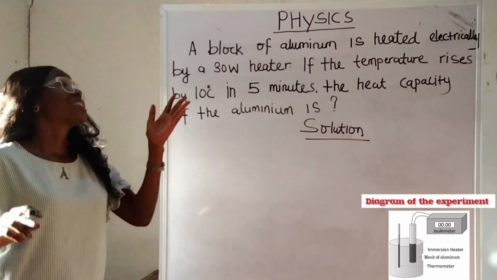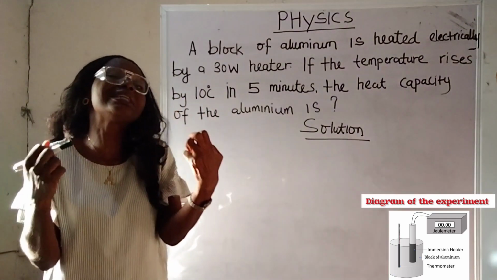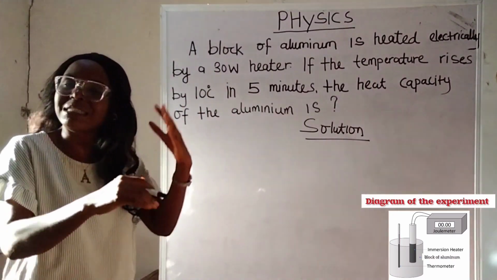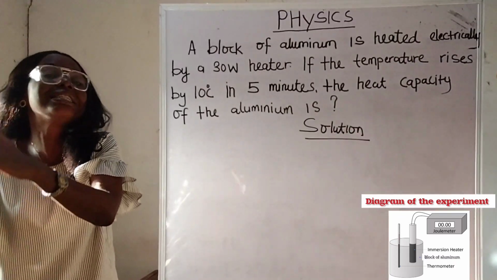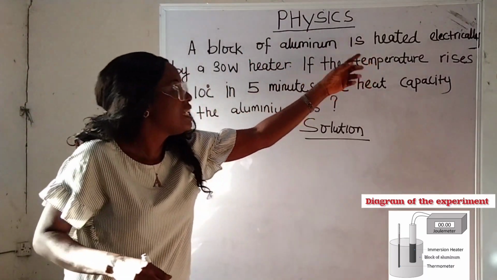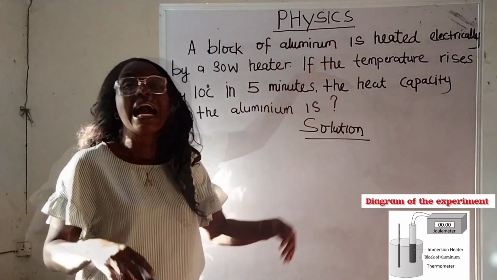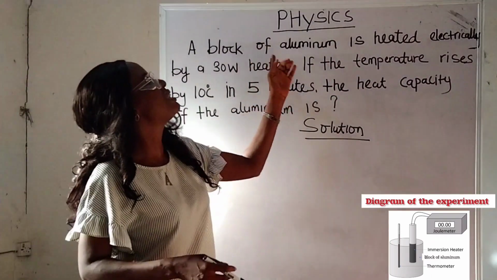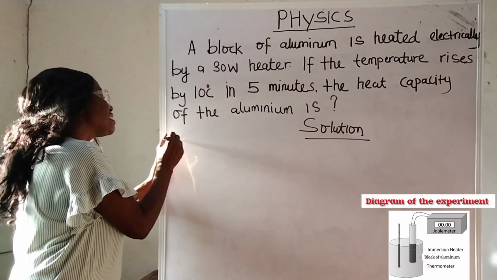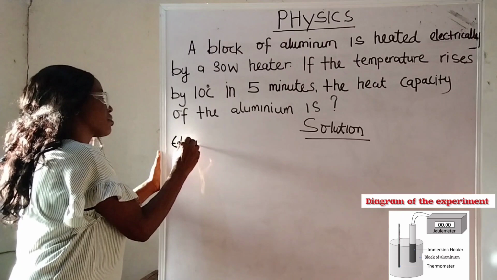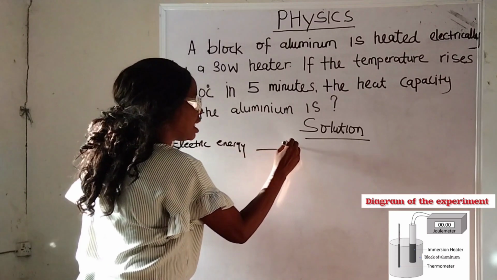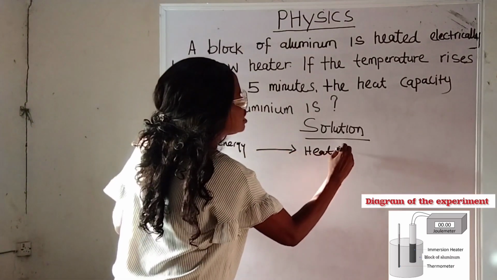What is happening here is simply the practical application of the theory of energy, which we know says that energy can never be destroyed nor created, but it can be converted from one form to another. Here, electric energy is being converted to heat energy, and for that we say that electricity is giving heat to aluminium. Let me write it out. We say electric energy is being converted to heat energy.